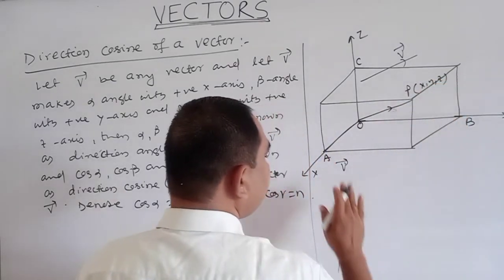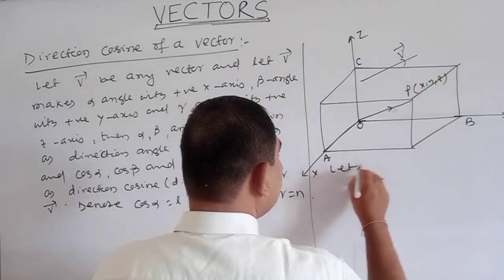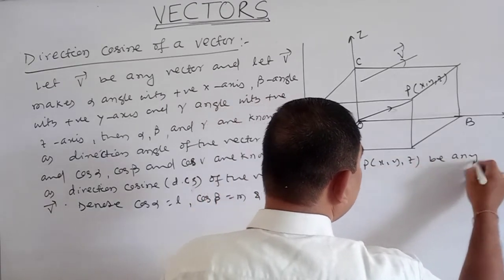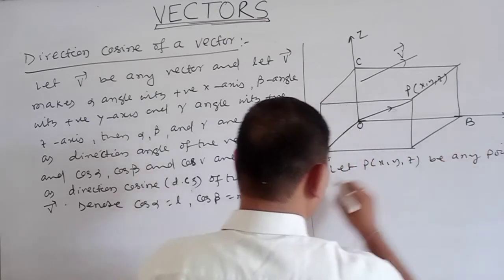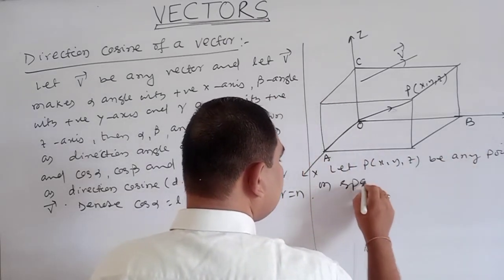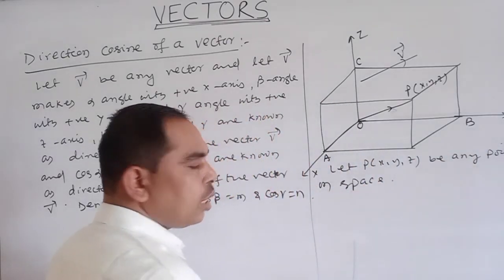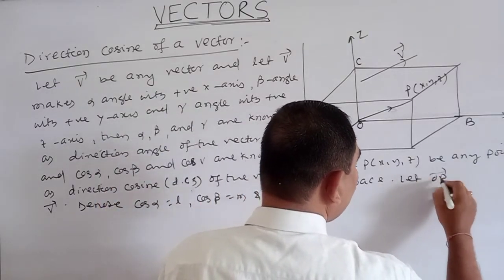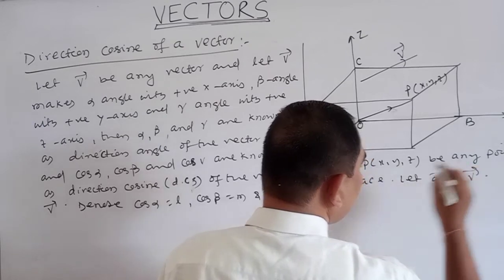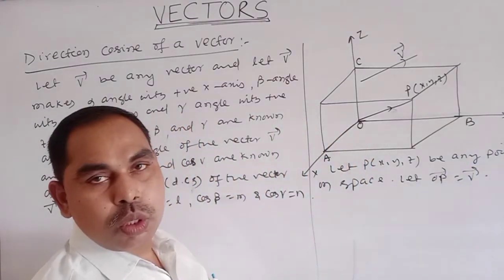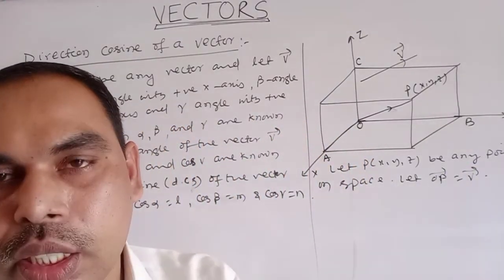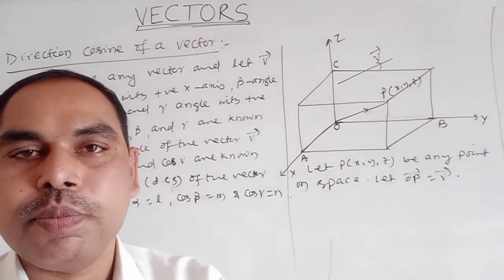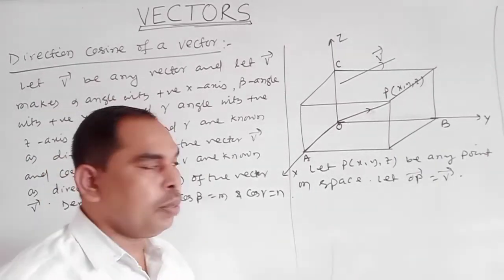Okay, let P (x, y, z) be any point in space. Let OP vector be equal to V vector. OP vector is equal to what? V vector.